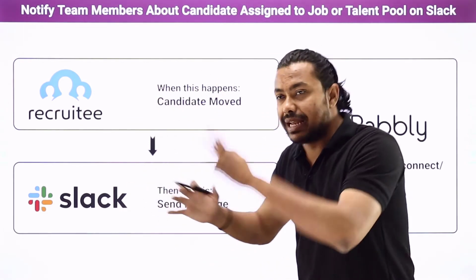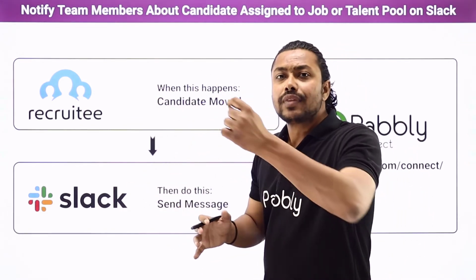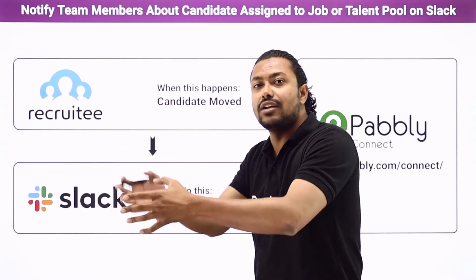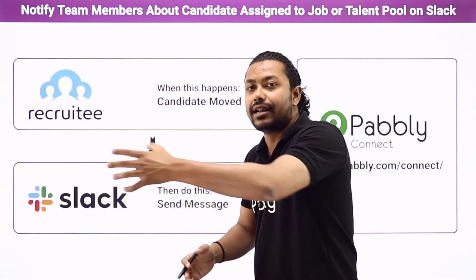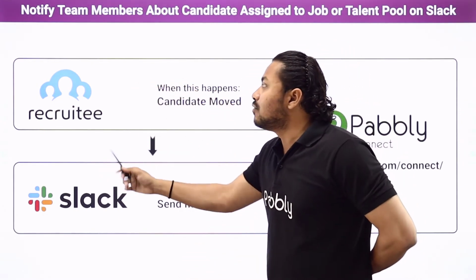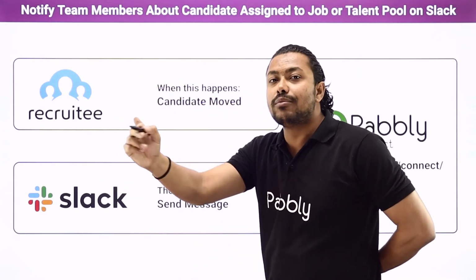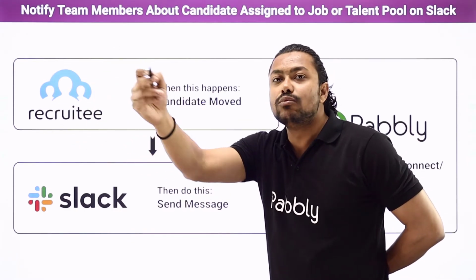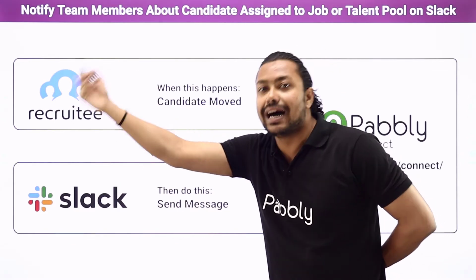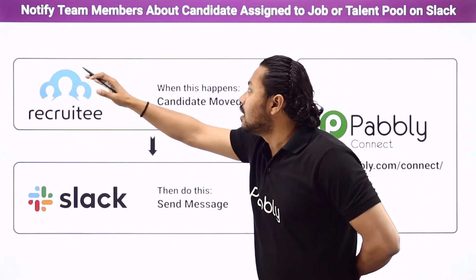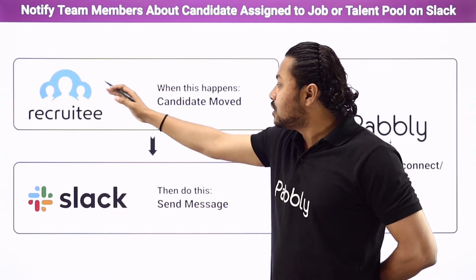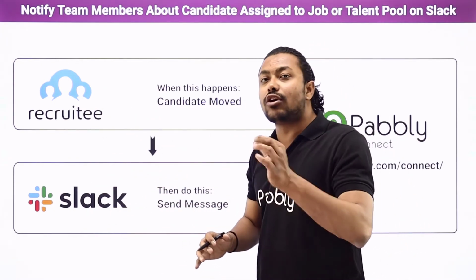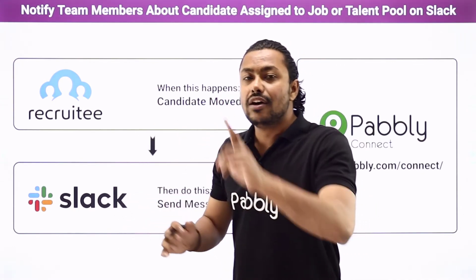Now Recruitee has a feature where a candidate can be put into different pipelines. For example, we have three pipelines. First one is applied for interview, second one is interview in progress, and third one is hired. Whenever a candidate is moved from the applied for interview pipeline to the hired pipeline, the details of the candidate will be shared to a Slack channel with our team members, and only the details of the candidate who has been hired will be shared.